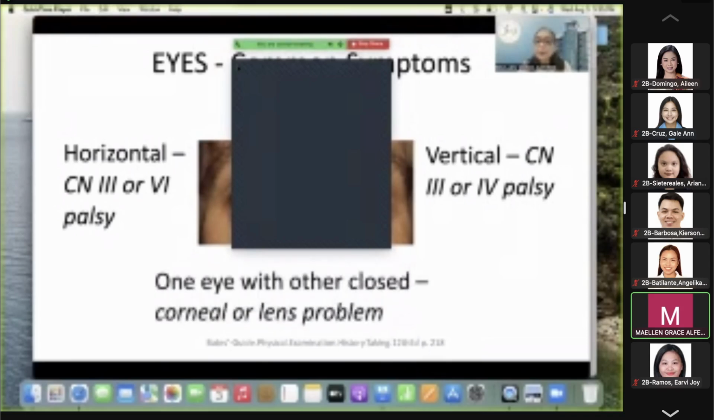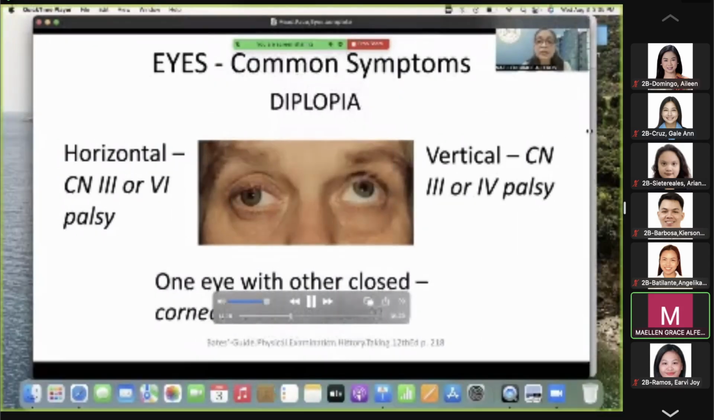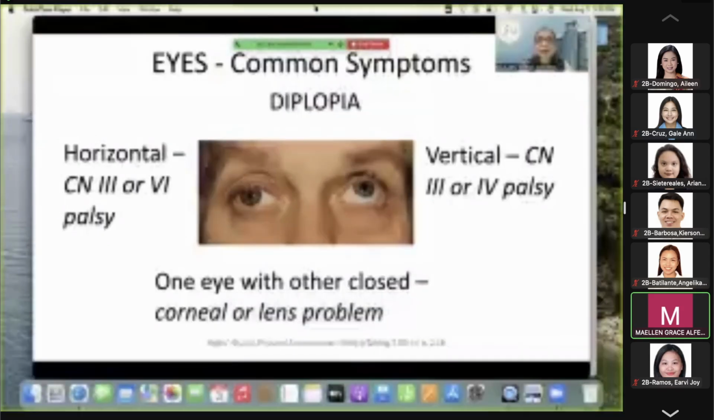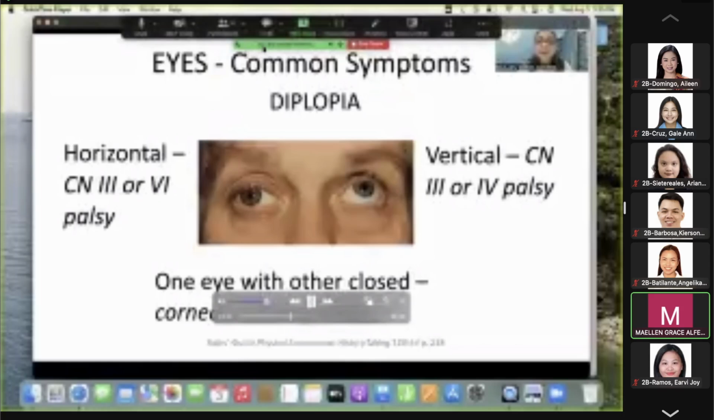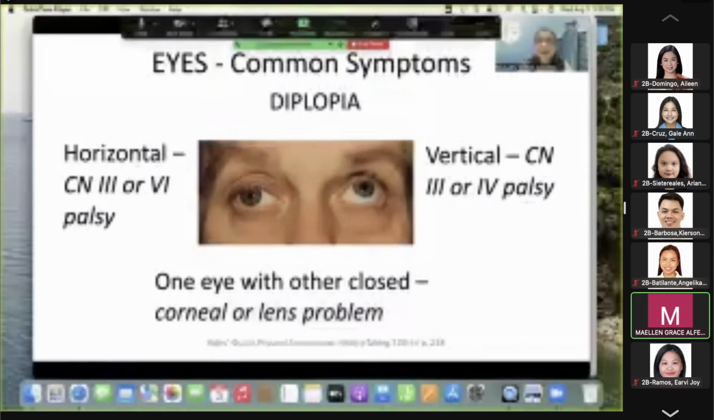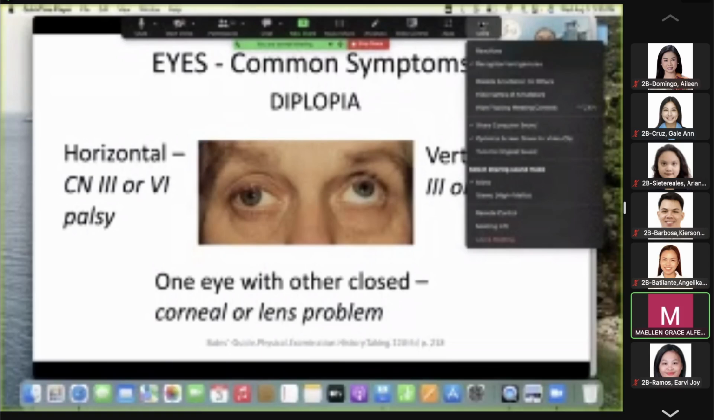Okay, so sometimes you can have a diplopia only when you close the unaffected eye. So if the unaffected eye is closed, and there is diplopia, the problem is probably due to a corneal or a lens problem. Okay.